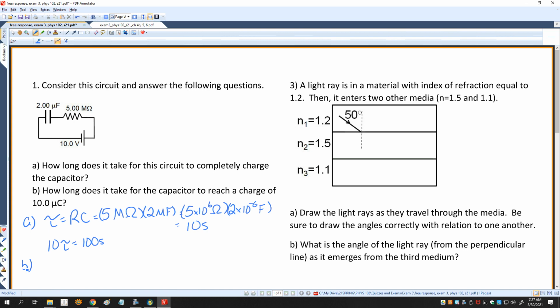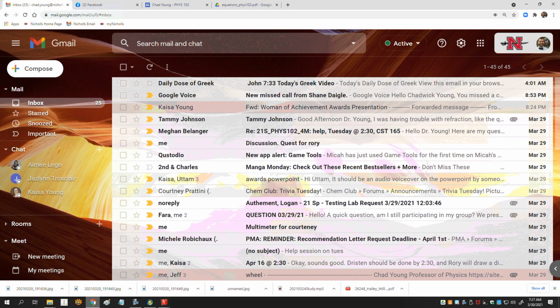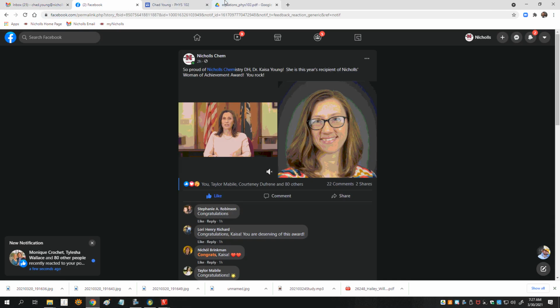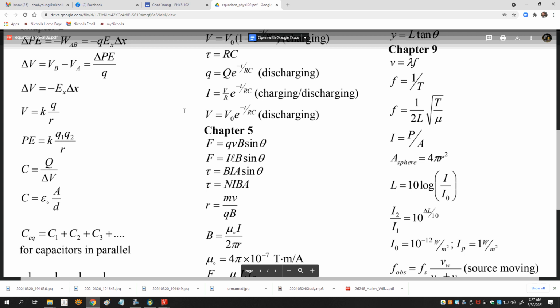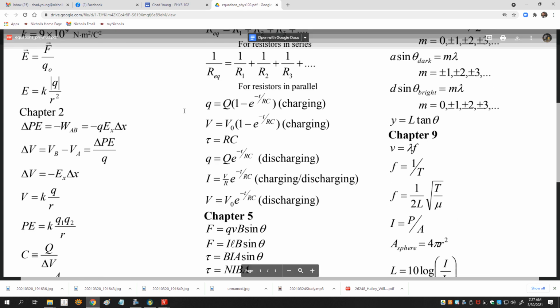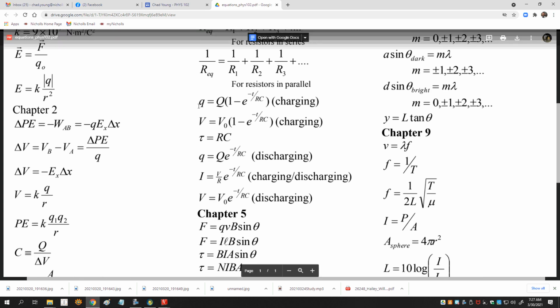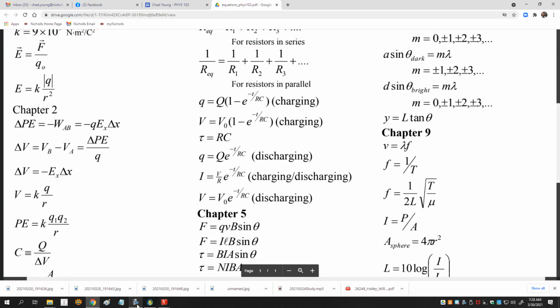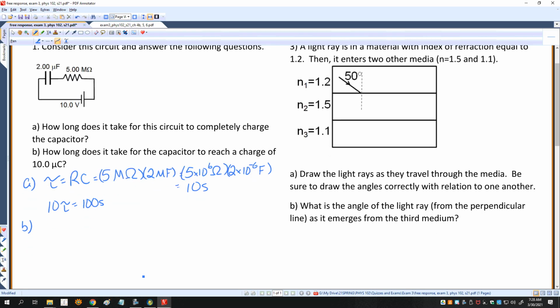Now the second part of this is how long does it take for the capacitor to reach a charge of 10 microcoulombs. So look at the equation for a charging discharging capacitor. I have the charge of a charging capacitor is equal to that. That's an exponential growth function. So I have Q is equal to the total charge times 1 minus e to the minus t over tau. Tau is RC, since I've already calculated that.